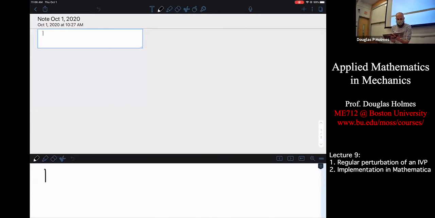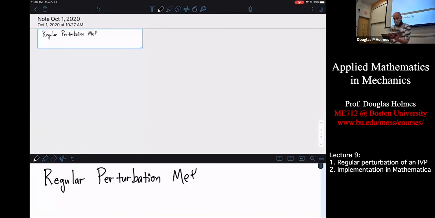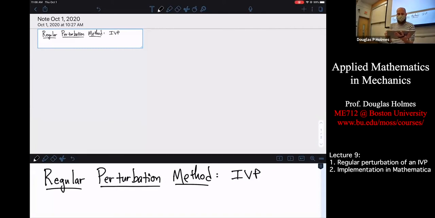So we're going to look at how to use a regular perturbation method of an initial value problem. And in this case, we're going to go back to the projectile problem that we started the semester with.